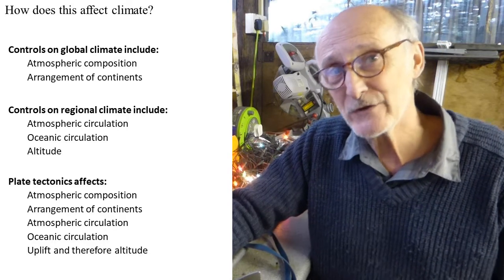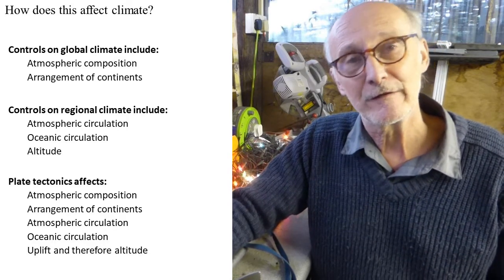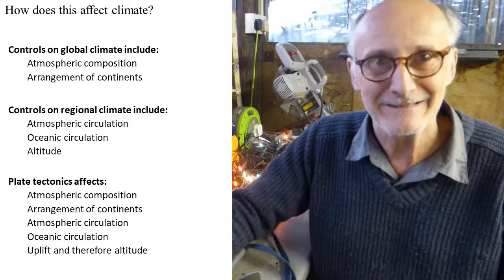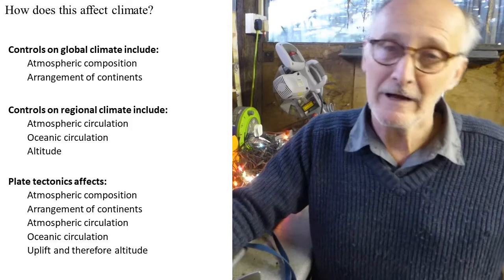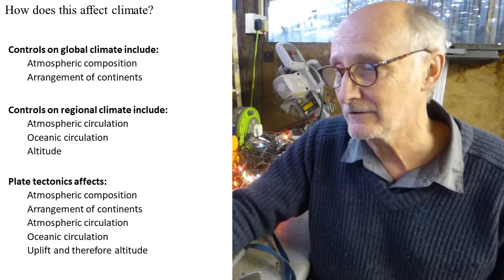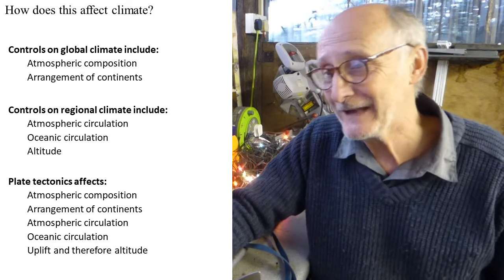Another big control on regional climate is altitude. And so plate tectonics, affecting altitude, uplift of areas, gives you areas of higher land, areas of lower land, and that has an impact on climate. And that's really what the third heading there is all about.